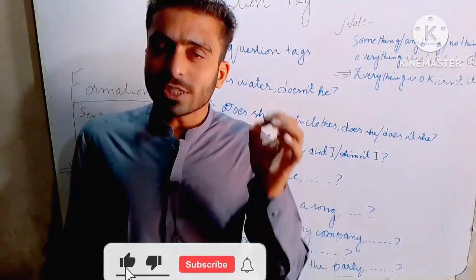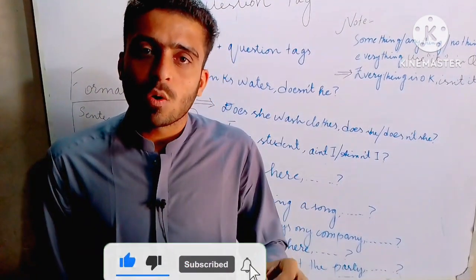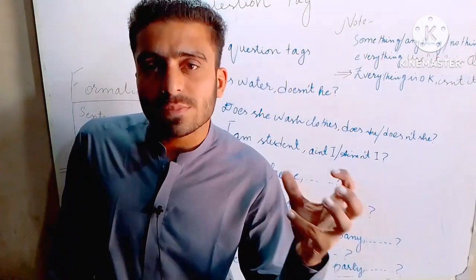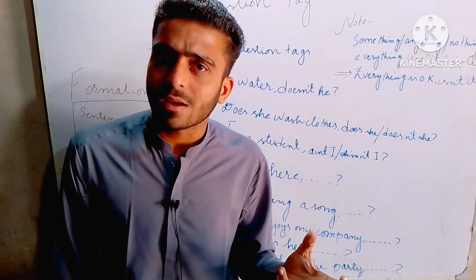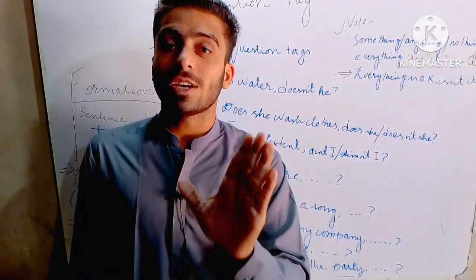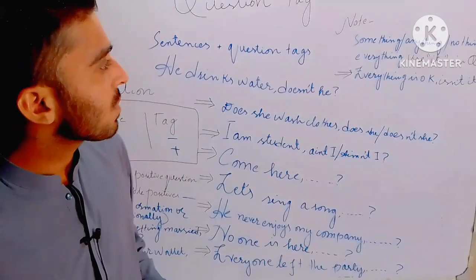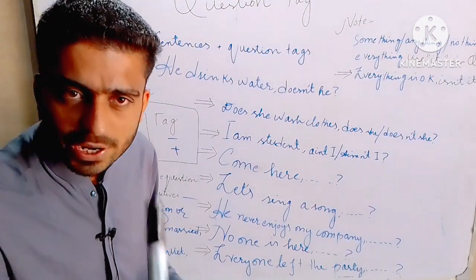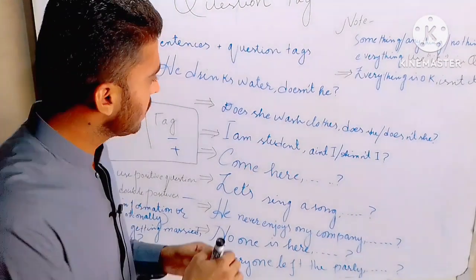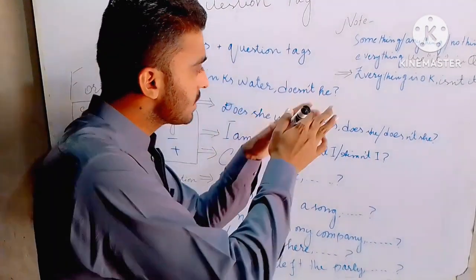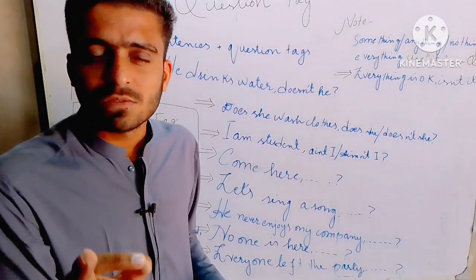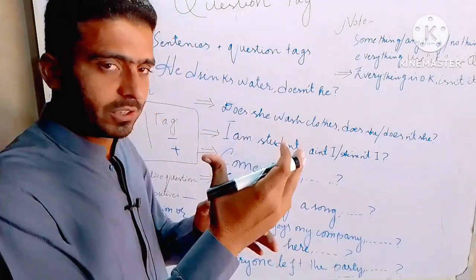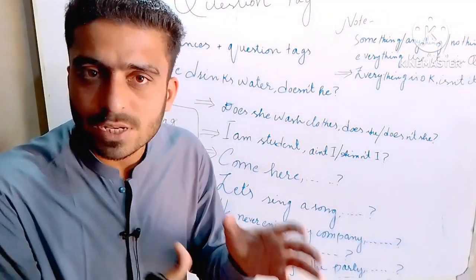So let's learn. Question tags are the short questions which are used to reflect and emphasize the same subject in a sentence. What does that mean? Don't worry, we are going to explain that. I told you, question tags are used for asking short questions. Here I have written, he drinks water, doesn't he? Here, doesn't he is a short question. After that, they are used to reflect and emphasize the same subject in a sentence.